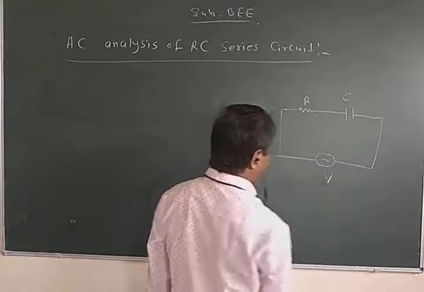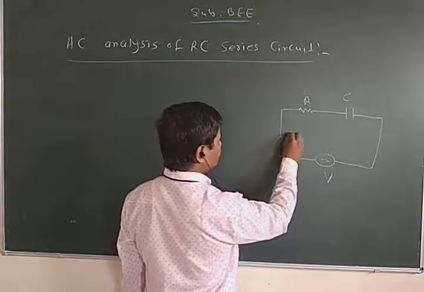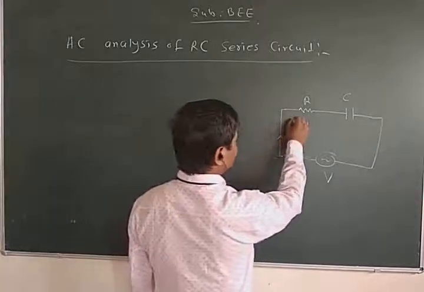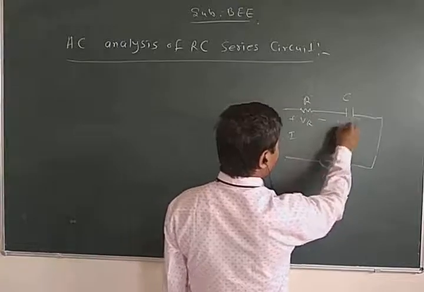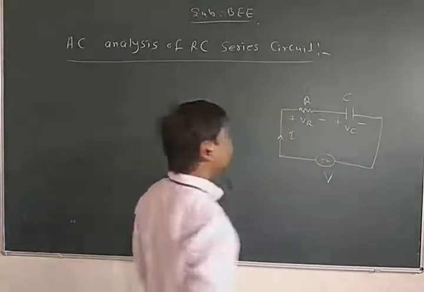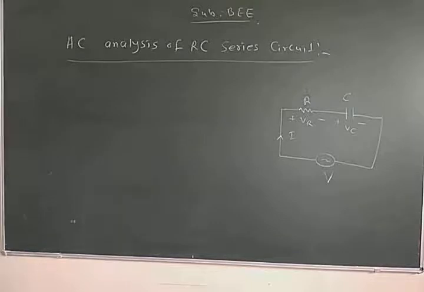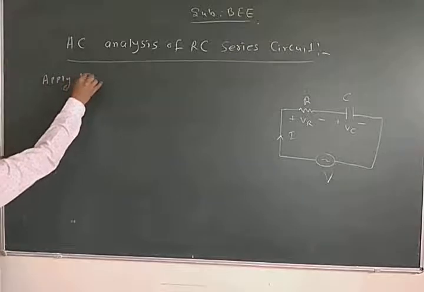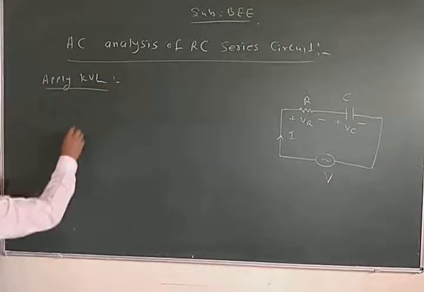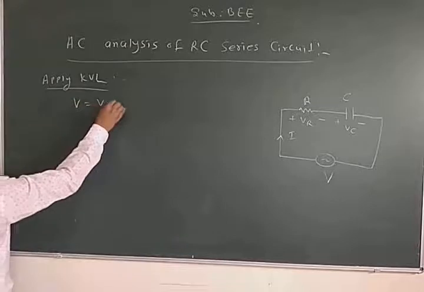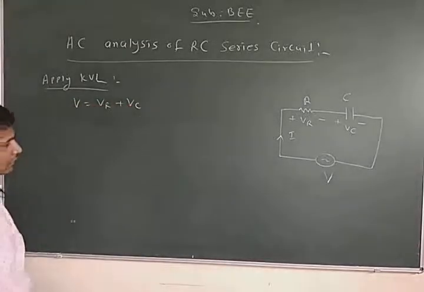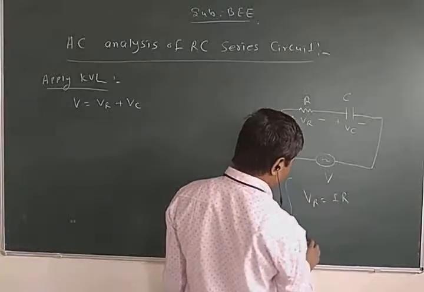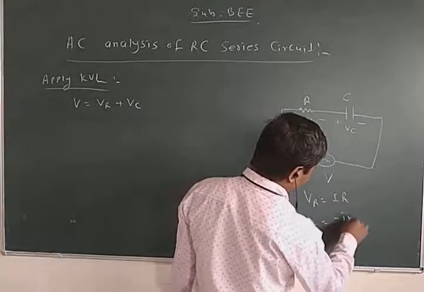Its voltage is V volt, and due to which the current flowing in the circuit is I. Now the voltage across the resistance is VR and the voltage across the capacitor is VC. Now apply KVL. V is equal to VR plus VC, where VR is equal to I into R and VC is equal to minus jXC into I.